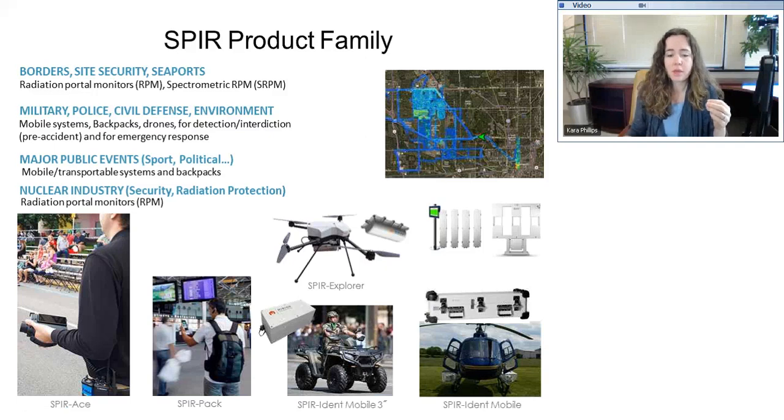And similarly, the SPIR Explorer deploys a detector on a mobile drone, so you can take that into some military applications, portal monitors as well, for that quick identification, and even mounting these devices on helicopters, in this case called the SPIR-Ident Mobile. So there's a lot more applications here beyond just the handheld SPIR-Ace itself.